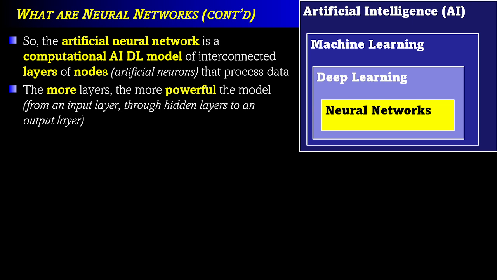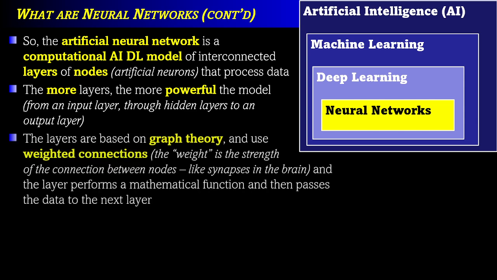So, the artificial neural network is a computational AI deep learning model of interconnected layers of nodes, artificial neurons, that process data. The more layers in the network, the more powerful the model. So, from an initial input layer into the model, through a number of other layers to an output layer, that's the basic structure of the neural network. And we're going to examine this in a lot more depth.